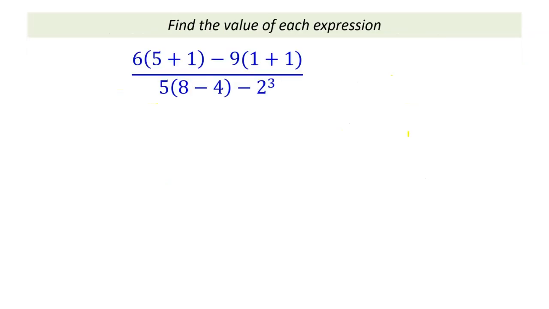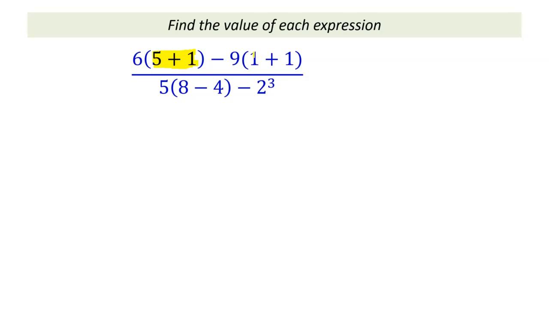Here's one more. This time I'm using a fraction bar. So the fraction bar will do the numerator and denominator separately till the very end, and then if needed, I will reduce the fraction. Let's take care of the parentheses first on the top and the bottom.